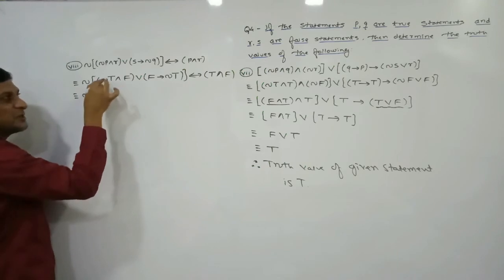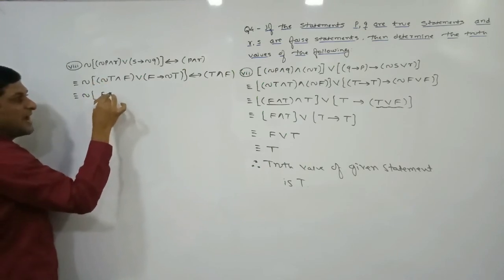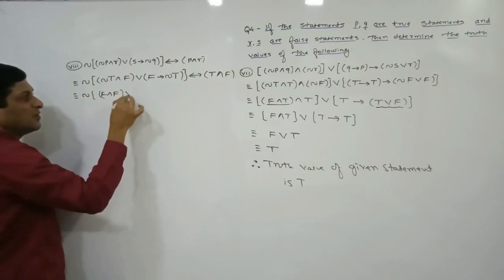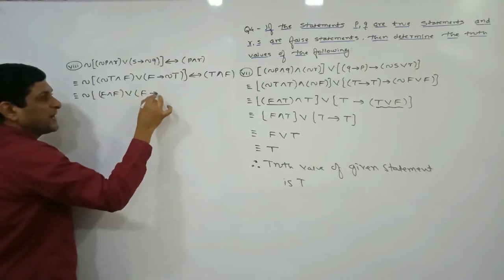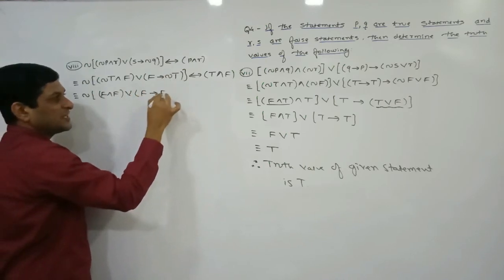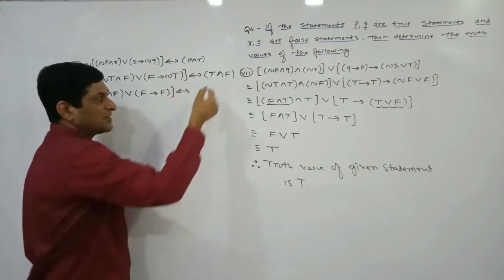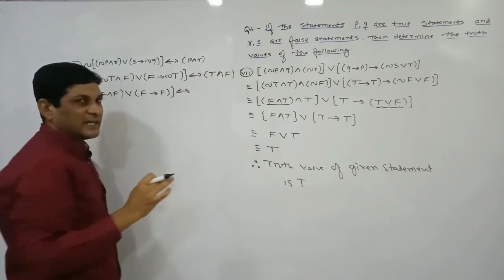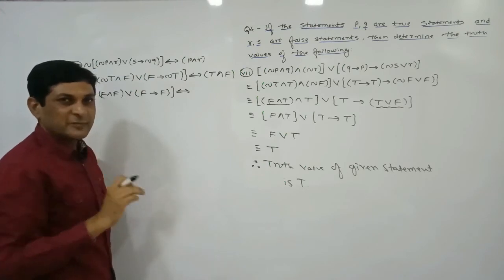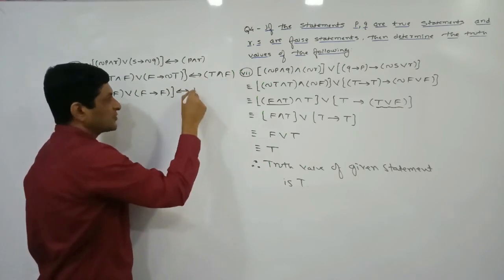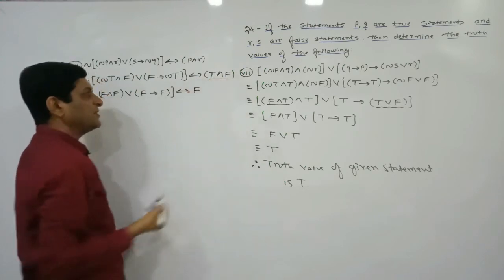Negation, keep it as it is. What is negation of true? False. And false as it is, or false as it is implies negation of true. What is negation of true? False. Double implication, keep it as it is. Here two parts are connected by and. In case of and, if at least one statement is false, result will be false. So here truth value of this bracket will be false.